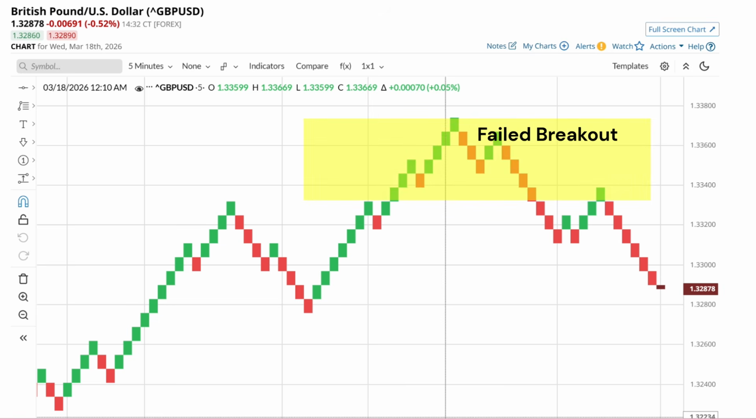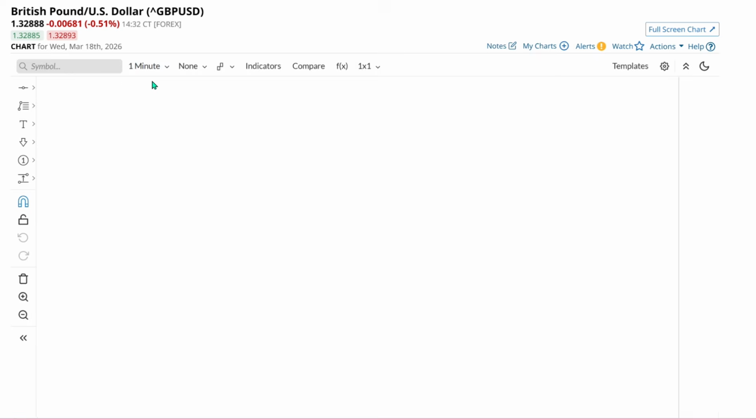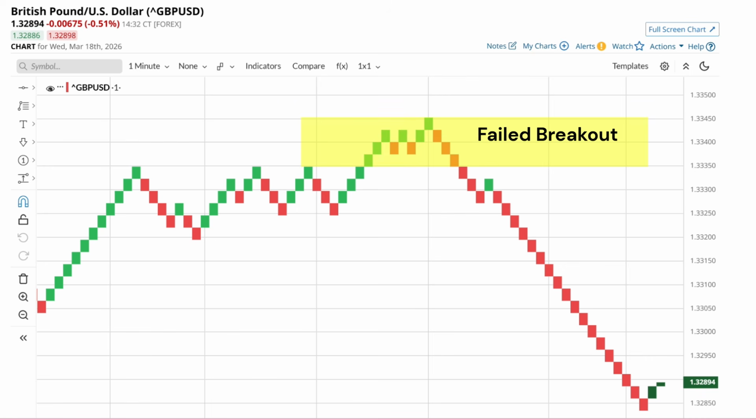If you're scalping, you want speed. The best time frames are usually 1-minute or 5-minute charts. You'll see more bricks forming quickly, which means more opportunities. But the trade-off is noise. You'll get more fake moves, more reversals, and more stop-outs if you're not careful.